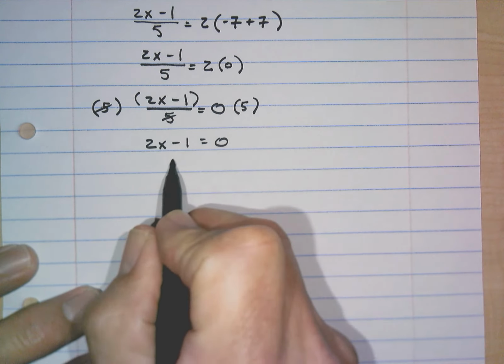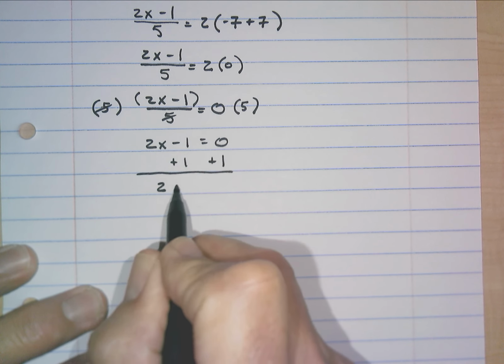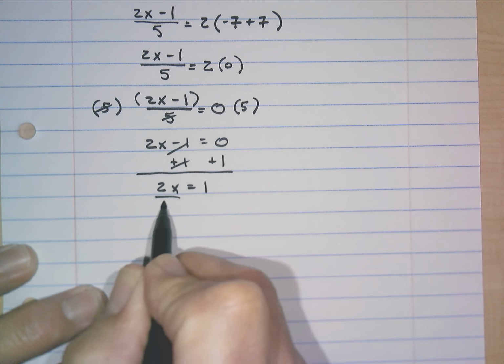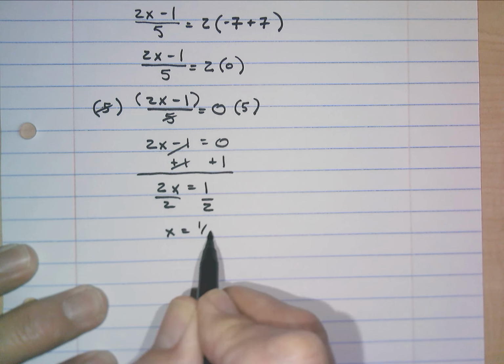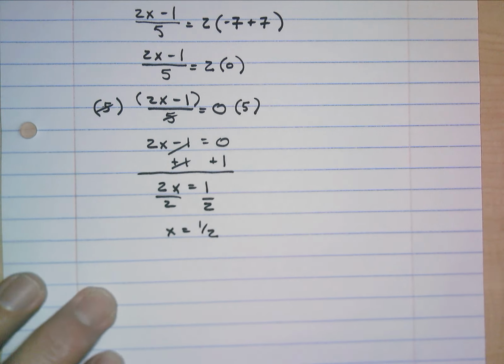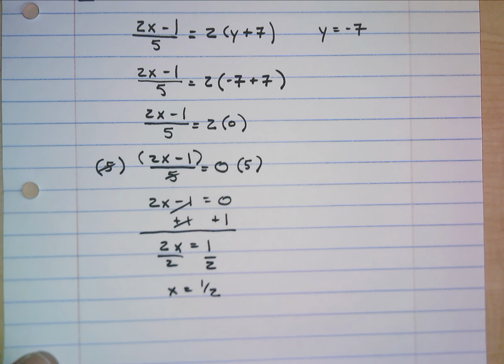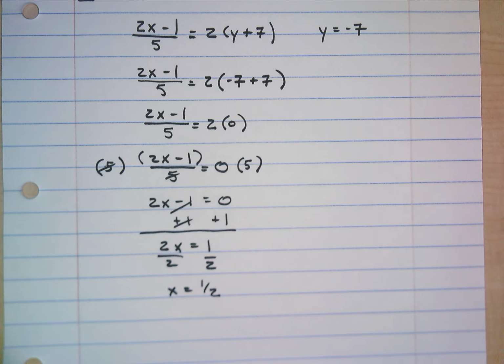I'm going to isolate the variable term. 2x equals 1. Divide both sides by 2 in order to solve for the variable. x equals 1/2. So with these problems, you don't have to rearrange the equation. Simply substitute in the value you're given for the appropriate variable and then solve.